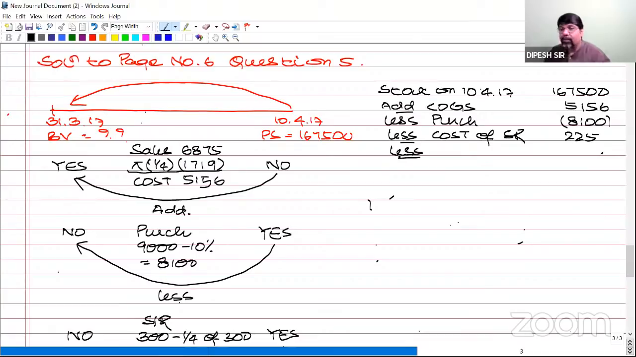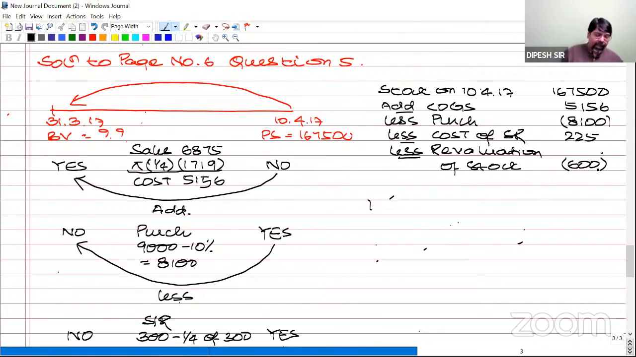I have taken at how much? 1125, but I should have taken at only 525. That means I have to decrease my stock, revalue of stock by 600. You have to decrease because its cost is how much? 1125. NRV is how much? 525. That means I have to decrease by how much? 600.